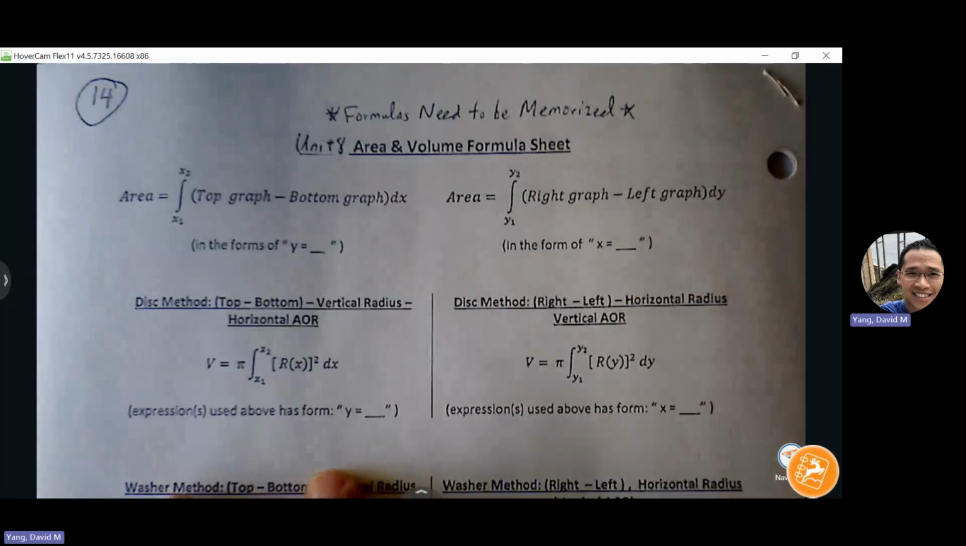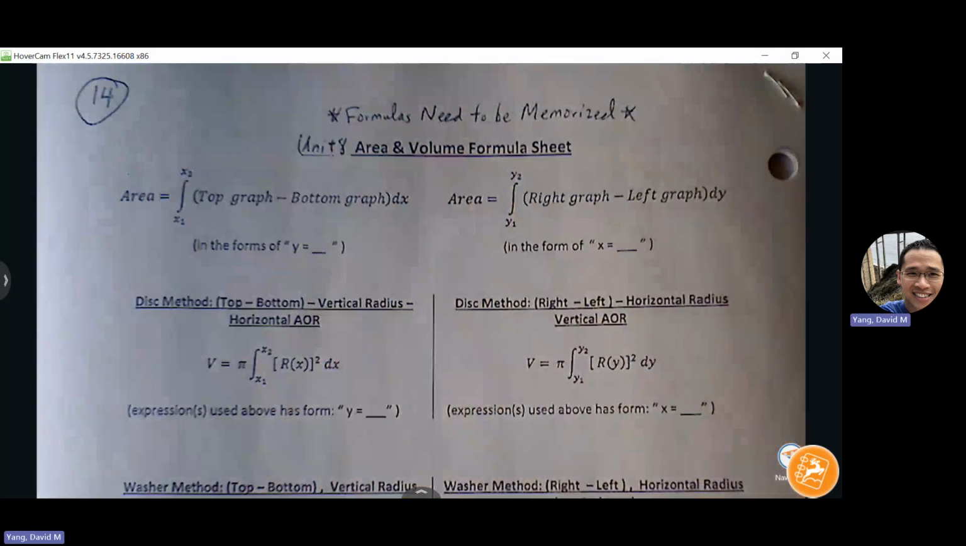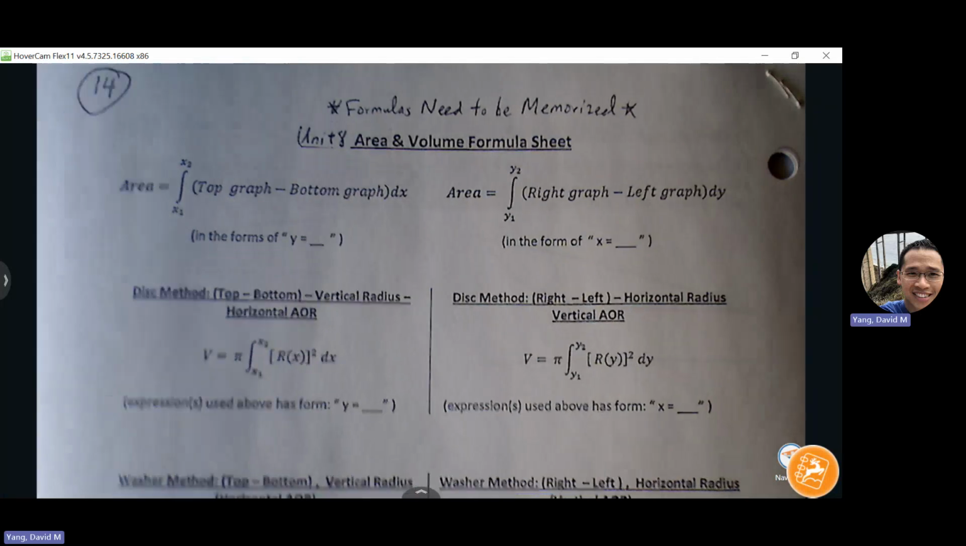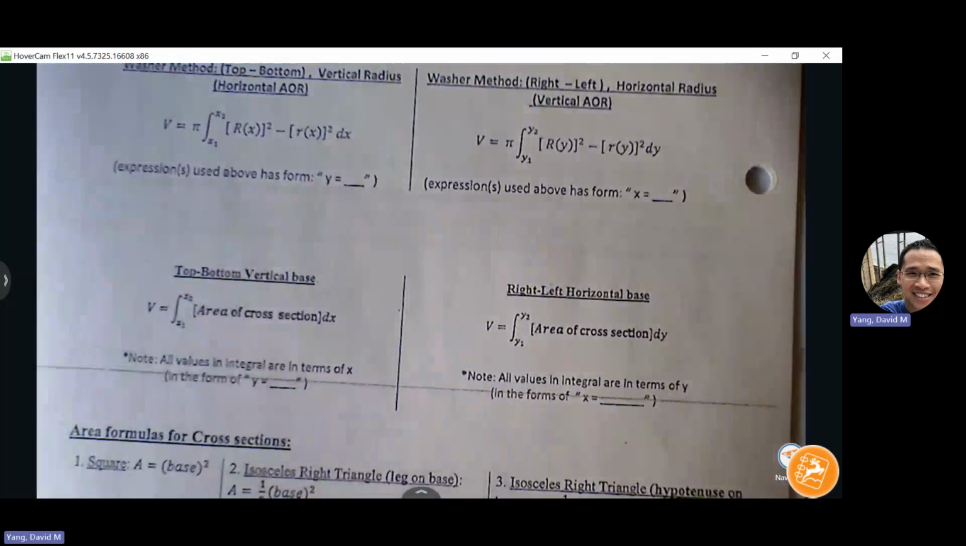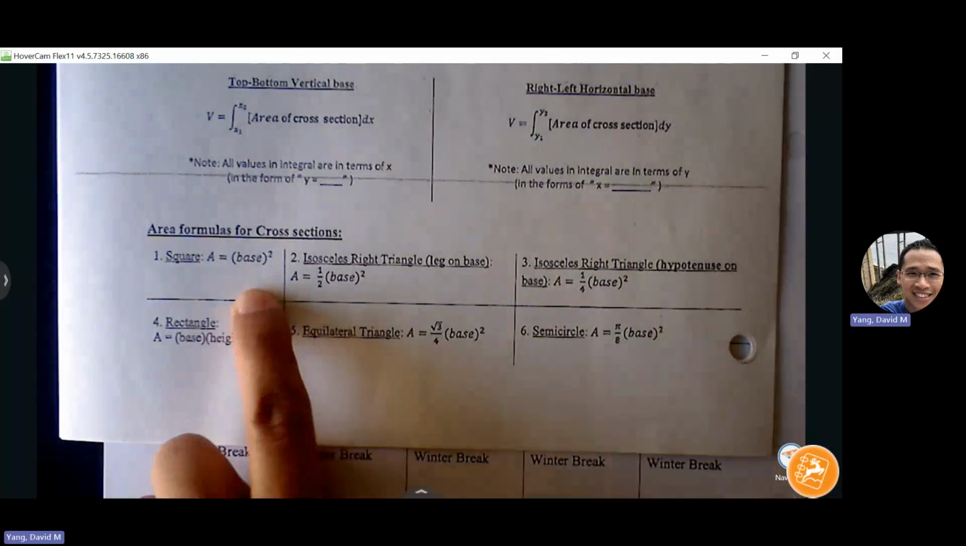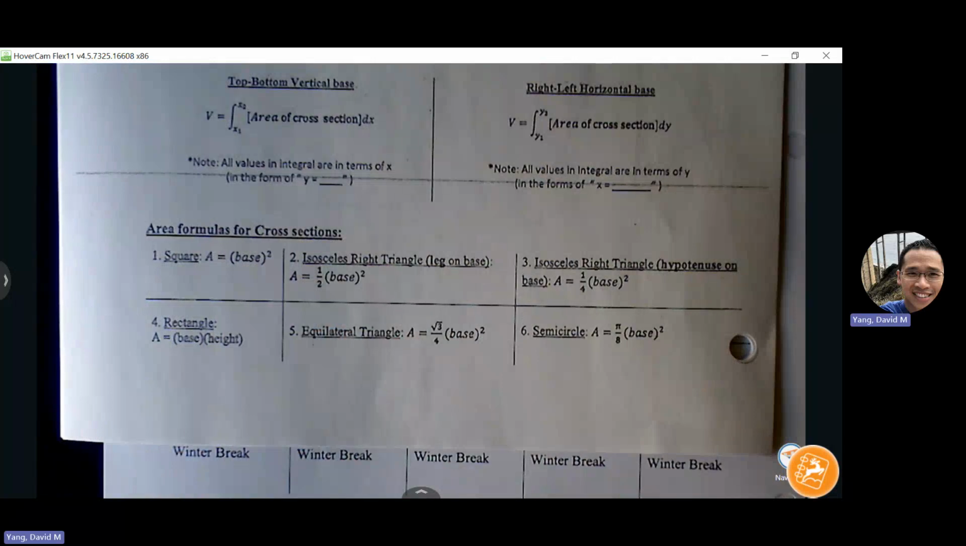Oh, and then I want to point out page 14, these are the formulas that you need to memorize. I think you already kind of know them already. Really, you're just learning the disc method, washer method, area, and also the area formula for cross section. I know these feel like a lot of formulas, but really every formula is base squared. You just have to figure out what coefficient goes with which shape, right?